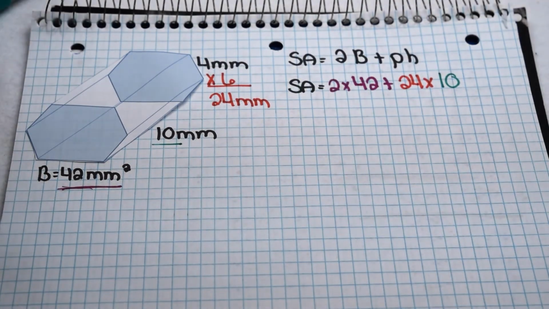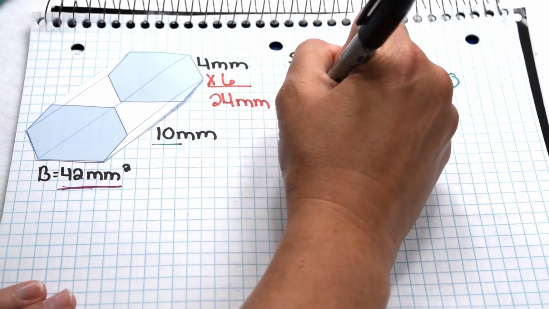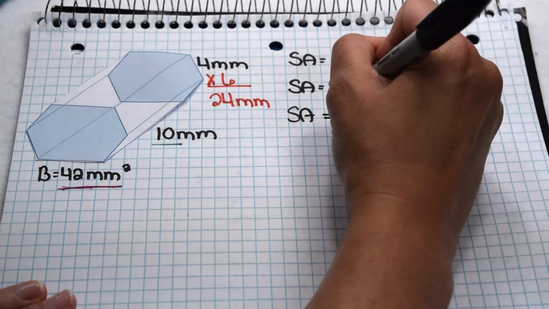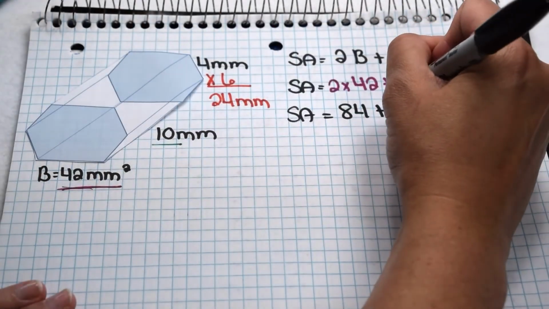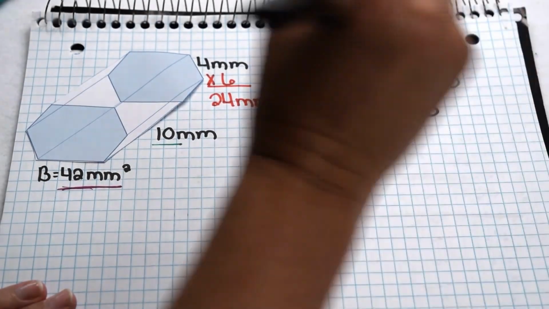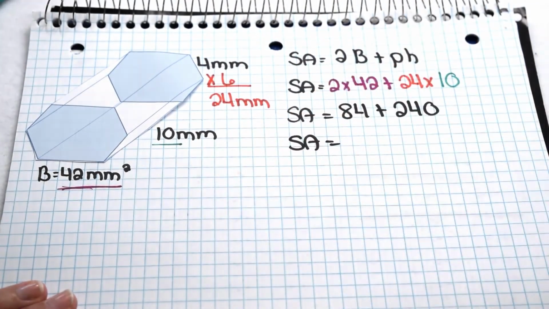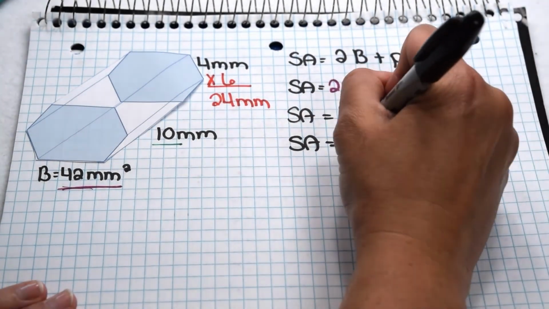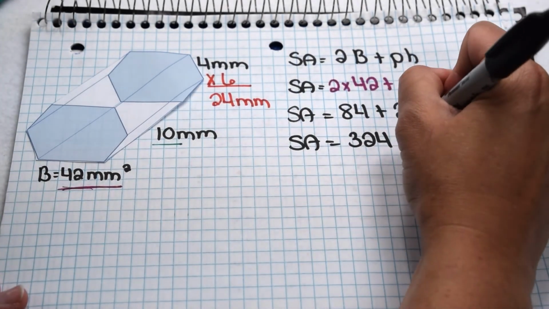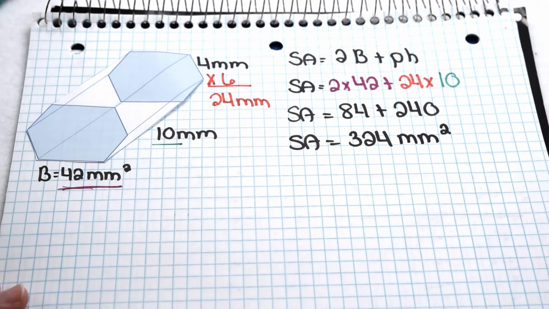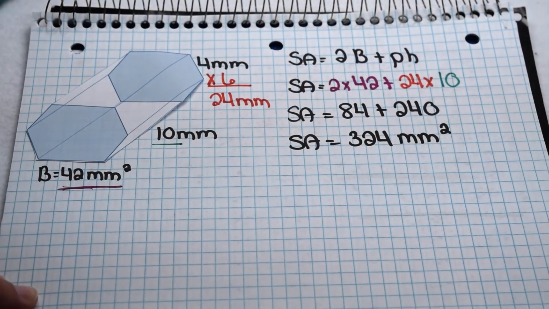Now we can follow order of operations to find our total surface area. So we start with multiplication. 2 times 42 gives us 84 for the area of the bases. 24 times 10 gives us 240 for the area of the lateral faces. Combine those two and the total surface area for our hexagonal prism comes out to be 324, and since this is labeled in millimeters, so is this to the second power. So 324 square millimeters will be our total surface area for our hexagonal prism.